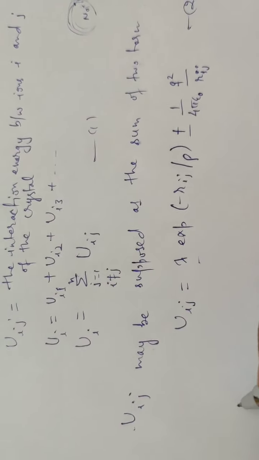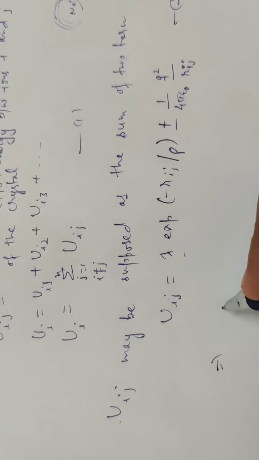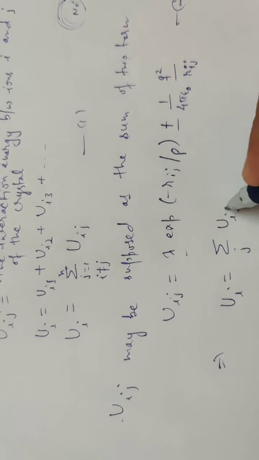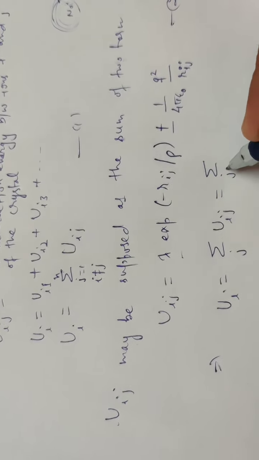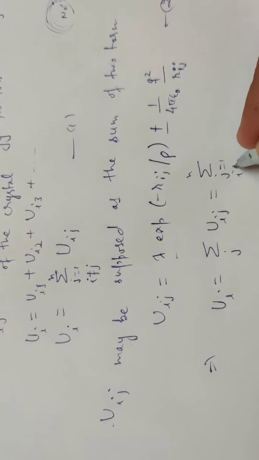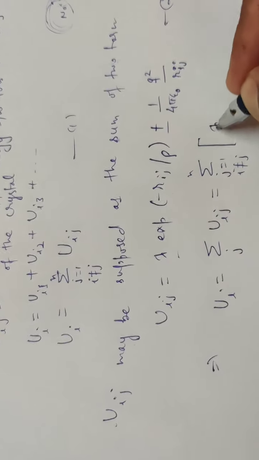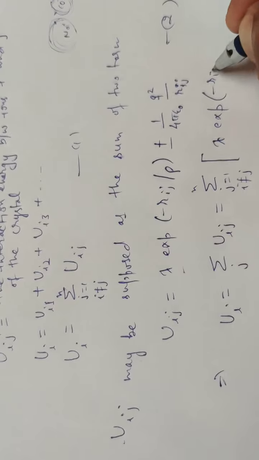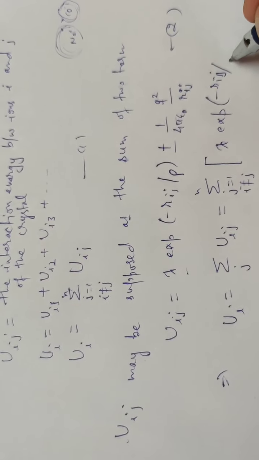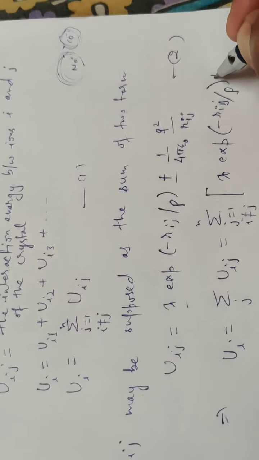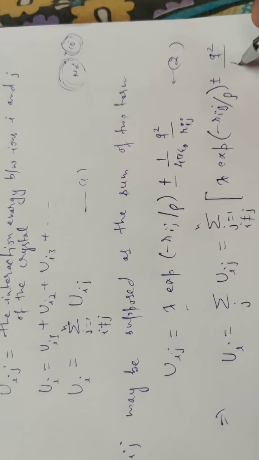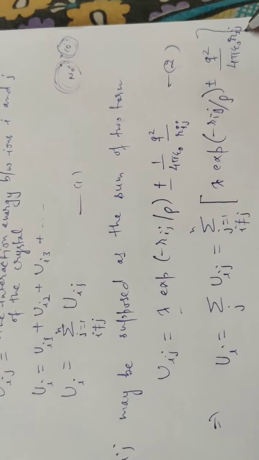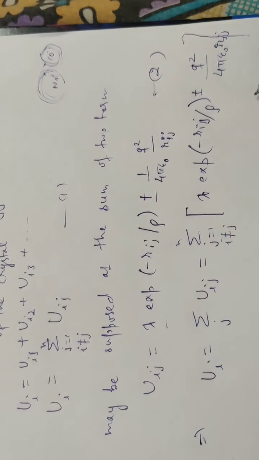So the total energy Ui will be the summation over j of Uij, with j equal to 1 to N, i not equal to j. This will be lambda exponential minus Rij upon rho, plus or minus q squared over 4 pi epsilon naught Rij. This is equation number 3.